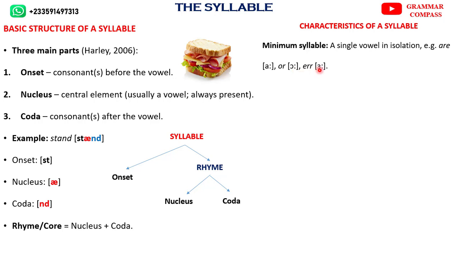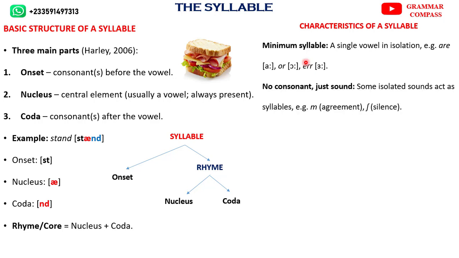Another word is air. It contains only one vowel sound. So it means that this syllable is made up of only the nucleus. So in English, words like this are one syllable because they contain only the nucleus. There are no onsets or codas.